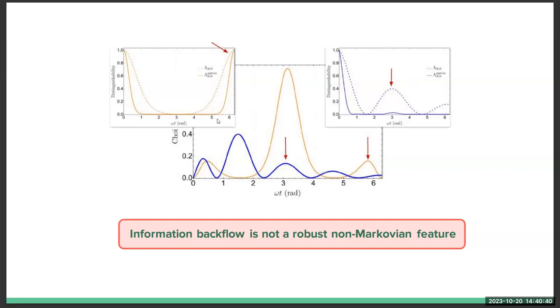So this is what I mean by this: making an error in one situation was completely different than in the other situation. In one, I destroyed the information backflow; in the other, I still have the information backflow. Okay? So you see that I started with the Petz map, and now I'm talking about completely different things, but it's just an application. Questions?